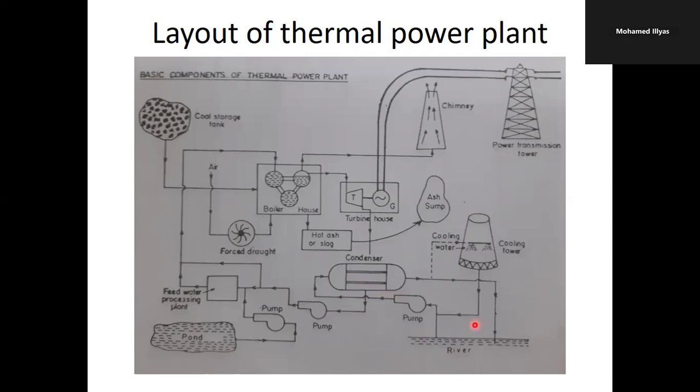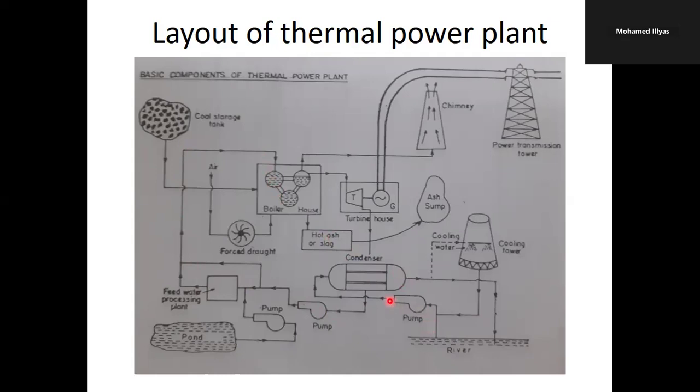For that, we'll be using a cooling water. Cooling water will be taken from a water resource, and it will be supplied to the condenser. So the cooling water will be flowing through the tubes, and the steam will be flowing over the tubes. So the steam will be condensed. The condensate will be taken, and that will be again supplied to the boiler, and feed water will be supplemented. So again, the water will be used for producing the steam here.